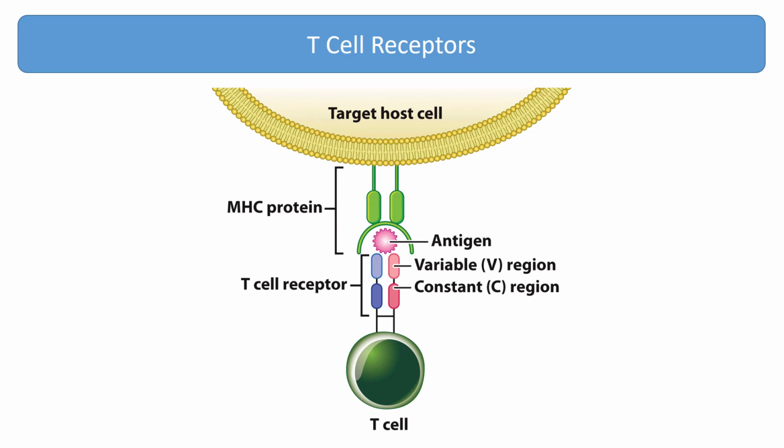TCRs are different from antibodies in important ways. For one, they are not secreted like antibodies, but are always membrane-bound on the T cell surface. Another difference is that the T cell receptor does not recognize an antigen by itself, but instead recognizes an antigen in association with proteins that appear on the surface of most mammalian cells. These proteins are encoded by the major histocompatibility complex, or MHC.